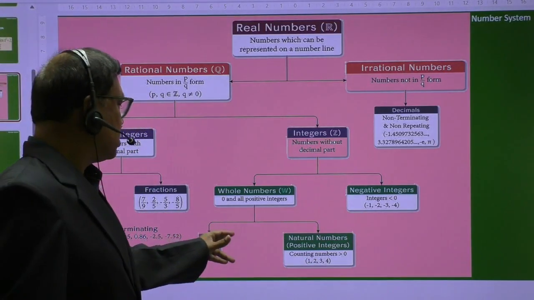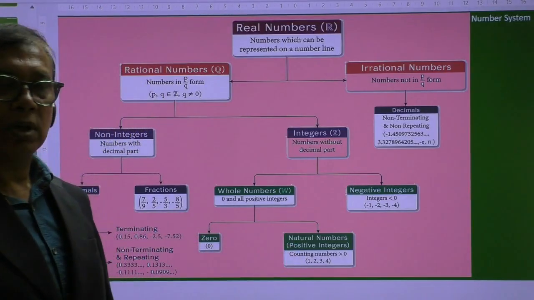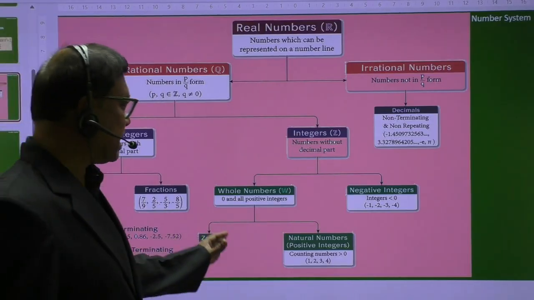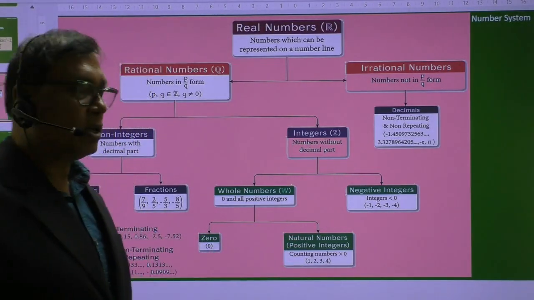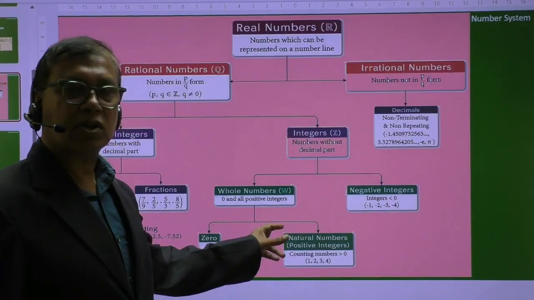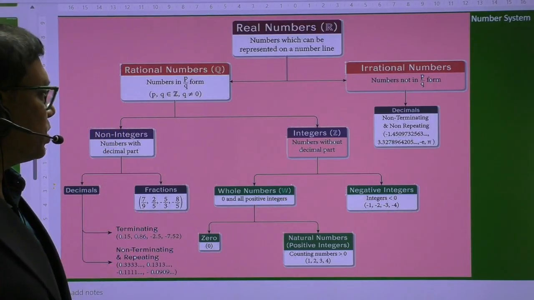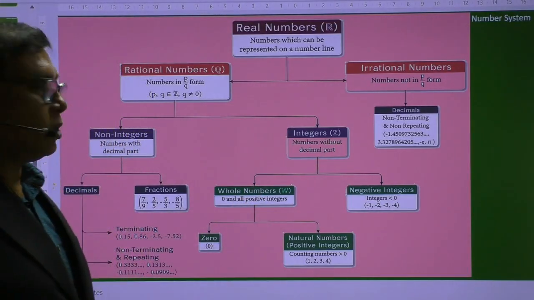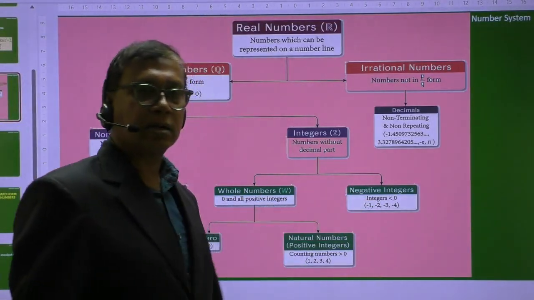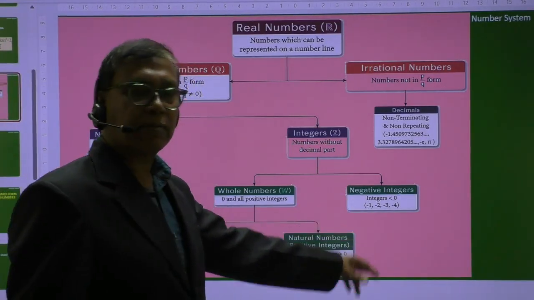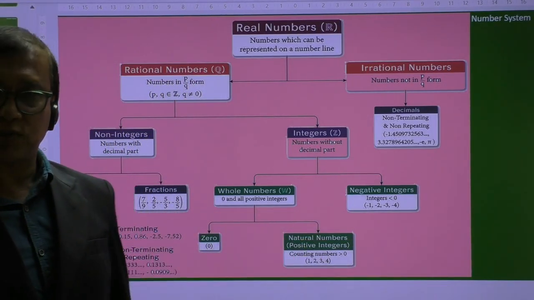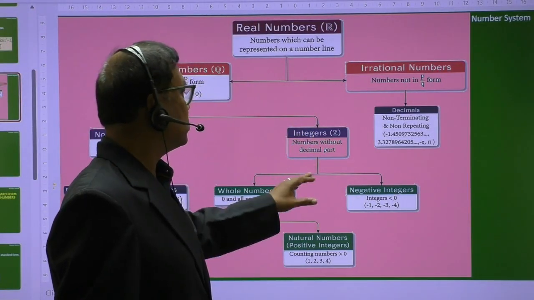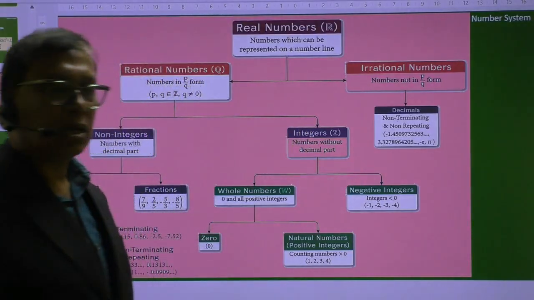Then 0 included in this group, then we are getting whole numbers. So when 0 is included in the natural numbers, then we are getting a new number system that is called whole number. Yes? Now, with this whole number, when we are adding negative integers like -1, -2, -3, -4 and so on, then we are getting a new number group that is called integers. Yes or no?